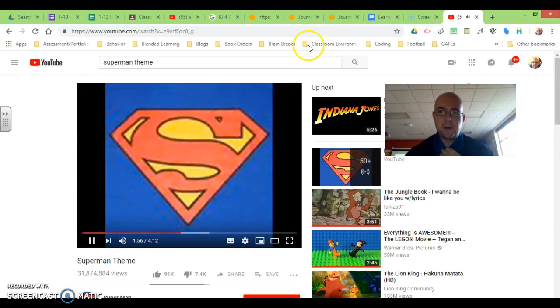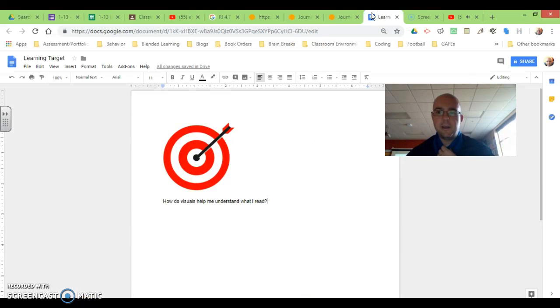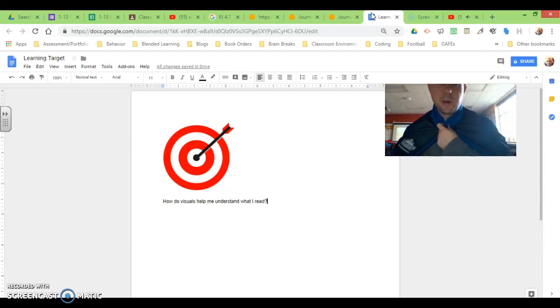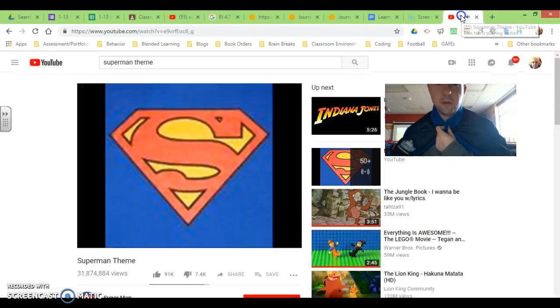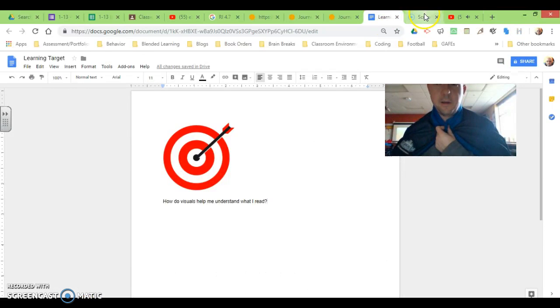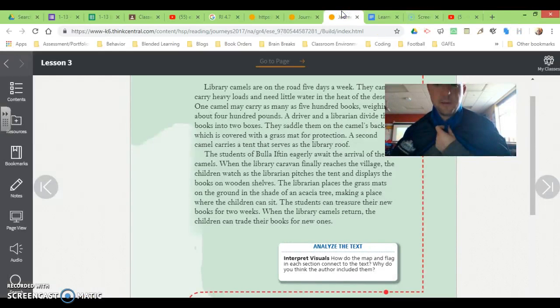So, fourth graders, when I am a teacher and take off my glasses, I become Sidebar Man, complete with my glasses. So I'm Sidebar Man. I'm going to help you with how do visuals help me understand when I read. So let's take a look at that.